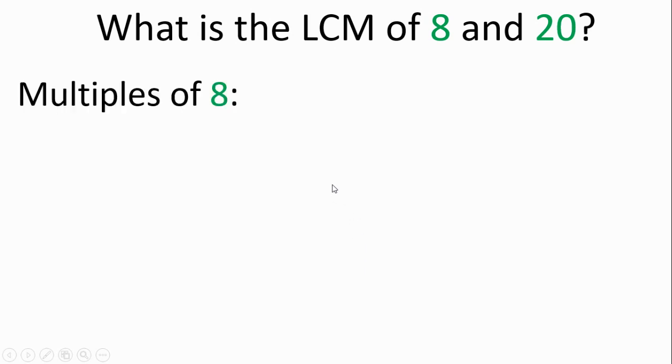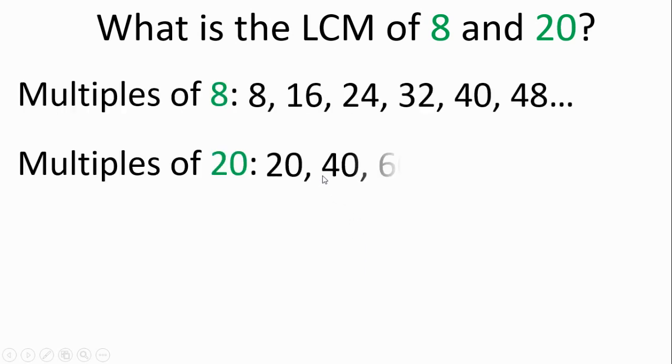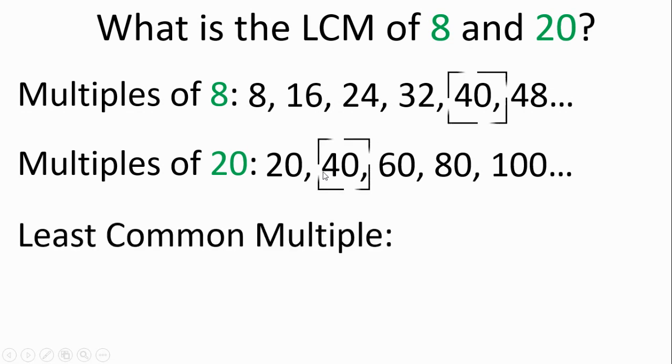Let's use the example of 8 and 20. The least common multiple of 8 and 20 is 40. So if you have a fraction with the bottom number of 8 and you're adding it or subtracting it to another fraction that has a bottom number of 20, the denominator of 20, you have to make both numbers 40.